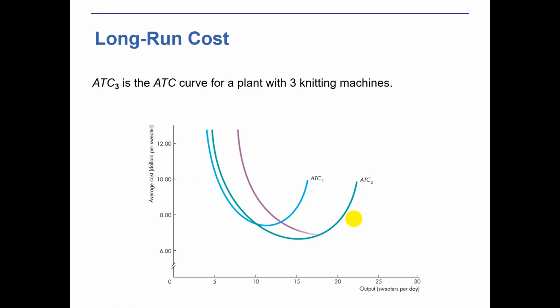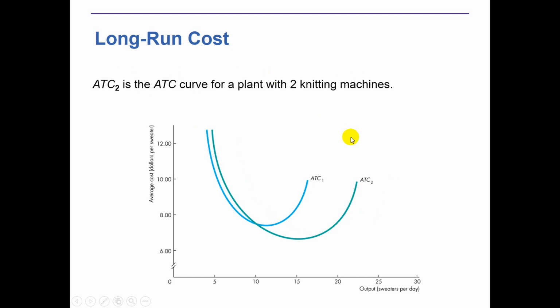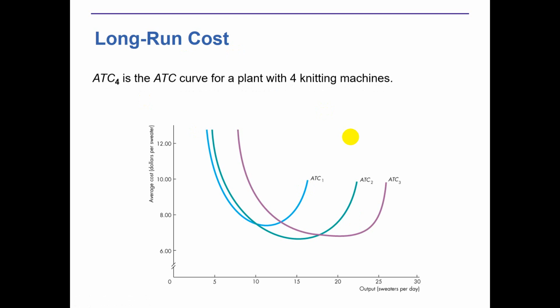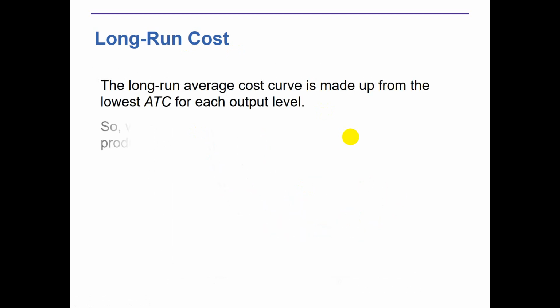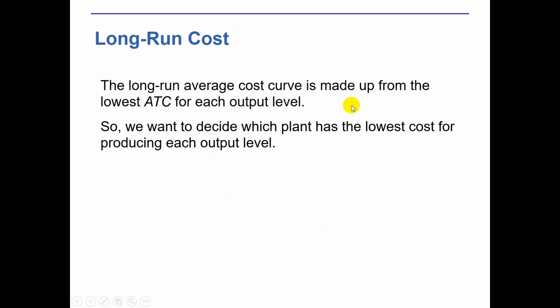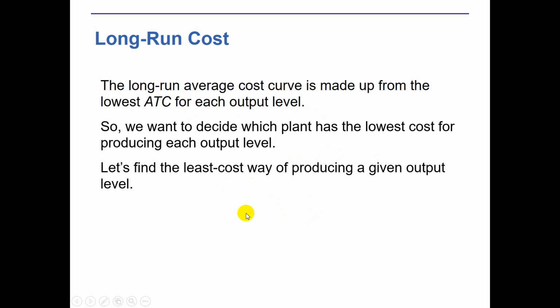Here you see the average total cost curve for plant 2 knitting machine, then average total cost for plant 3 knitting machine, and the average total cost for plant 4 knitting machines. And then you see the long run average total cost curve made up from the lowest average total cost for each output level. So we want to decide which plant has the lowest cost for producing each output level. Let's find the least cost way of producing a given output level.